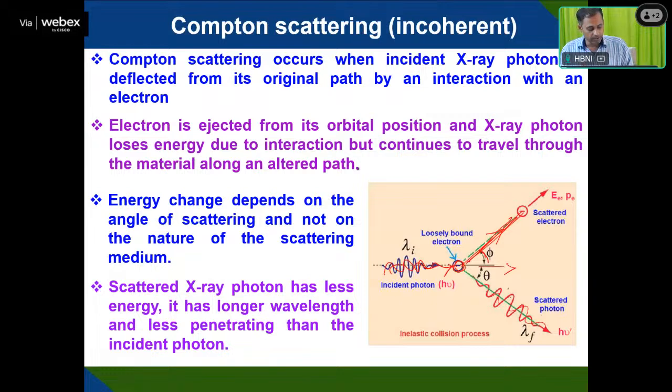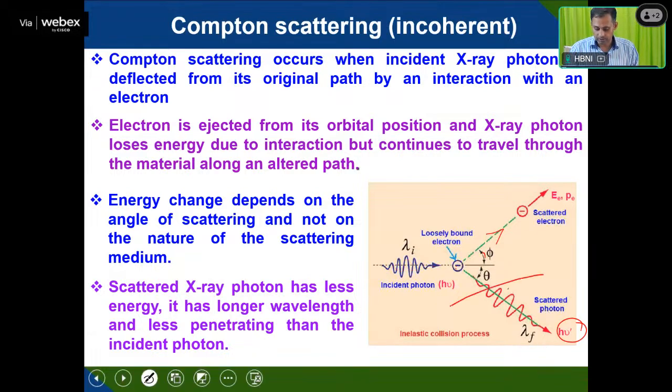So here the scattered X-ray photon has less energy, and it has a longer wavelength than that penetrating photon. That means that the h nu, the lambda of the scattered photon, will be different from that of the incident photon in the case of Compton scattering.